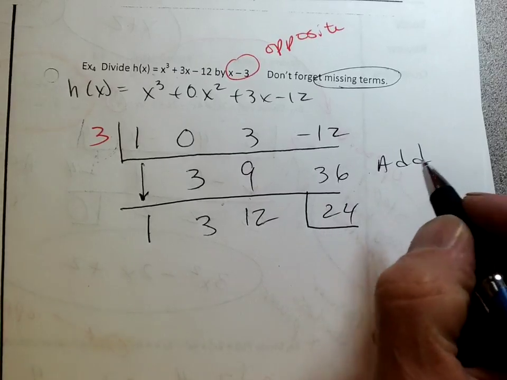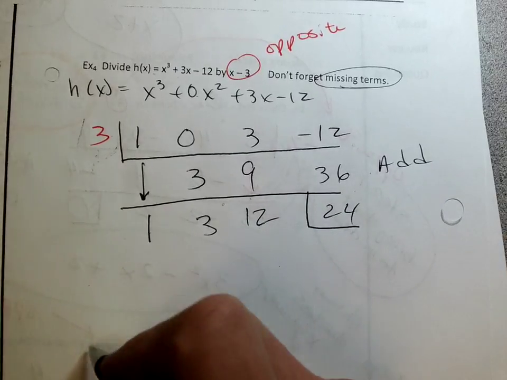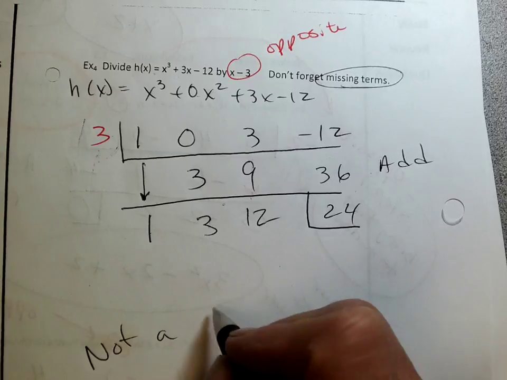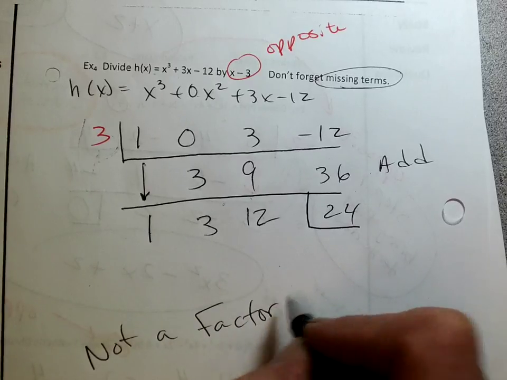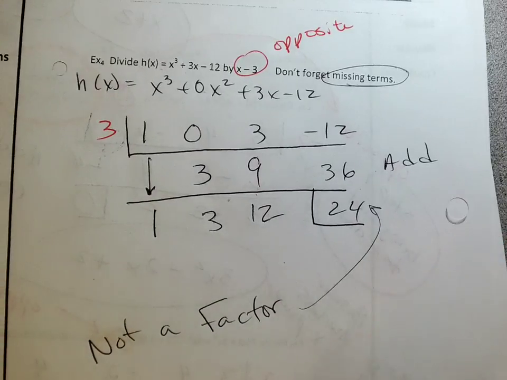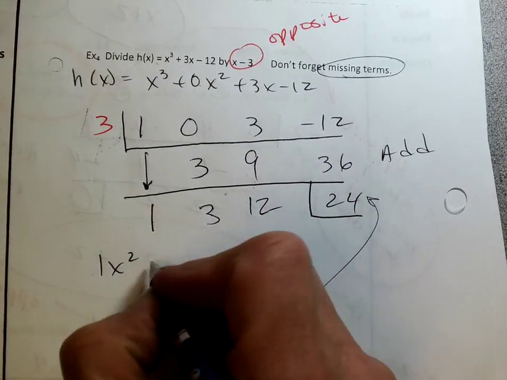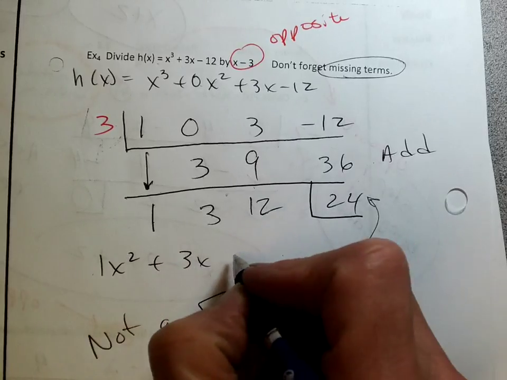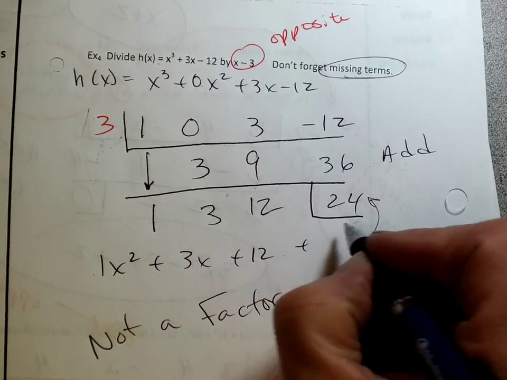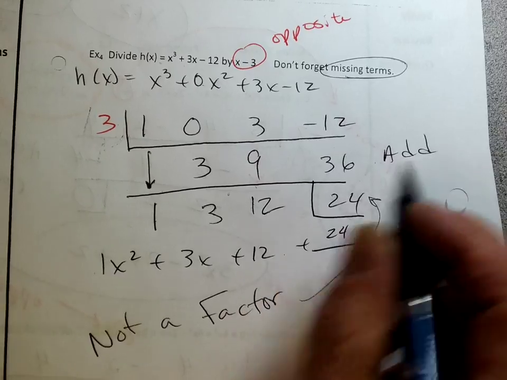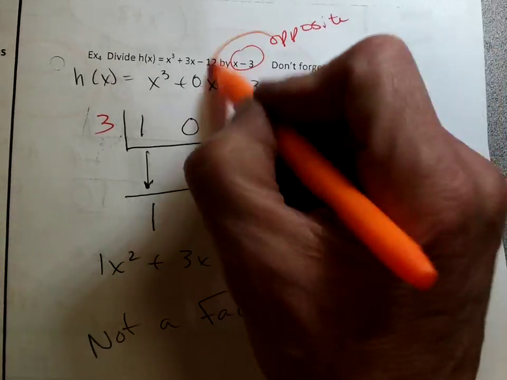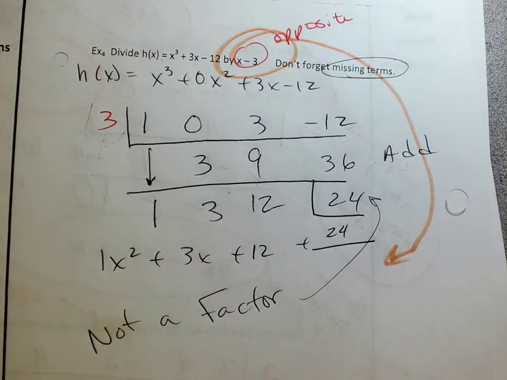So right at the bat, I know this is not a factor. It's not a factor because the remainder's not 0. Remainder 0, the factor goes in evenly. Does that make sense? Any other number, it's not a factor. So our answer is going to be 1x squared plus 3x plus 12 plus 24 over x minus 3.